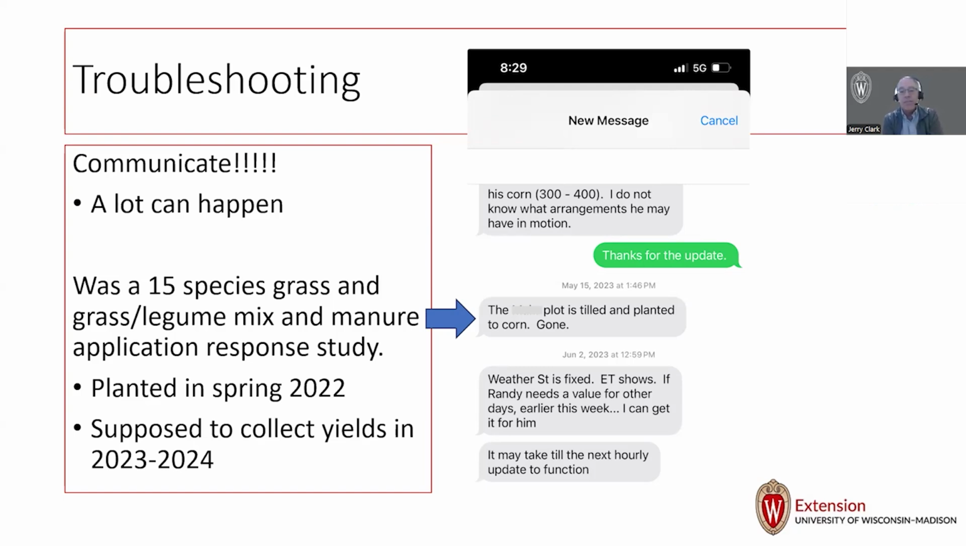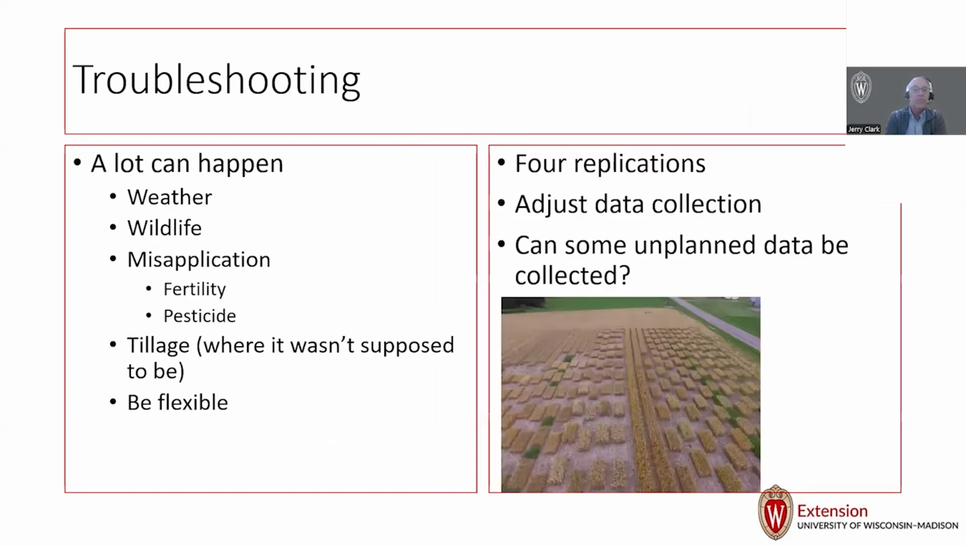And I took out the farmer's name, but it says the plot is tilled and planted to corn. It is gone, basically. So again, a lot of work to plant it in the spring of 2022. We had planned to get 2 years of data off of that plot and got zero out of it because we got through the first growing season and then it got tilled up in the spring of 2023. So again, a lot can happen, wildlife damage, all these kinds of things. So try to communicate with those farms as much as possible. Again, weather, wildlife, misapplication, we know these things can happen. Like I said, tillage, you need to be flexible. And like Abby said, those 4 to 6 replications, it's kind of designed for that.